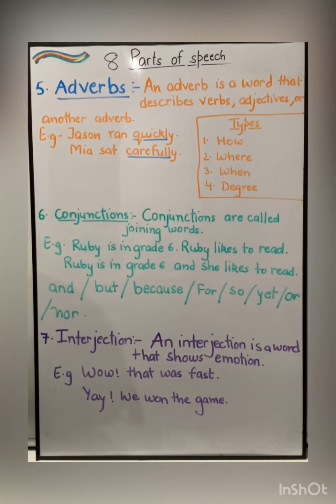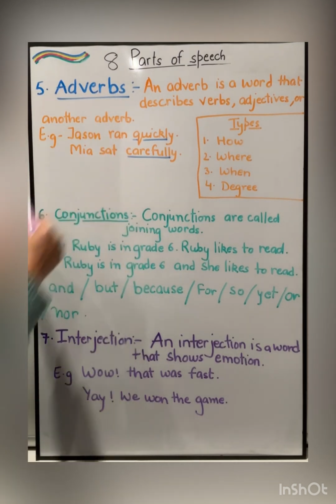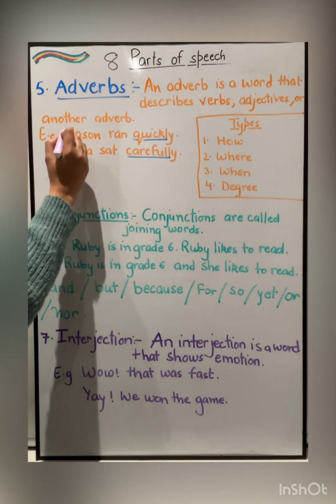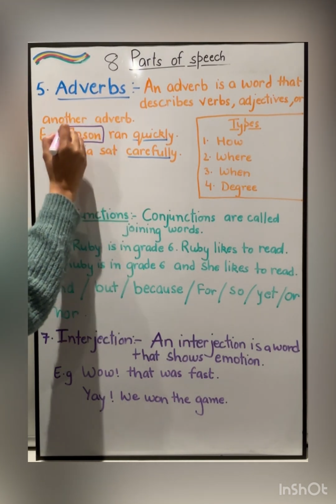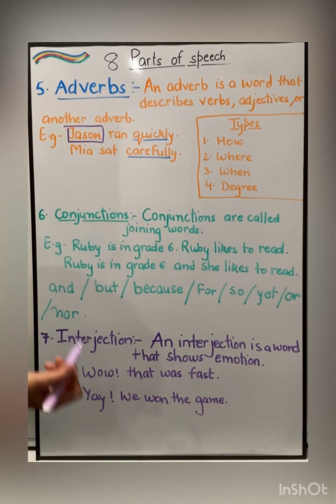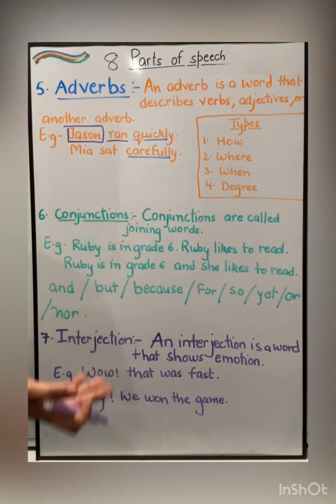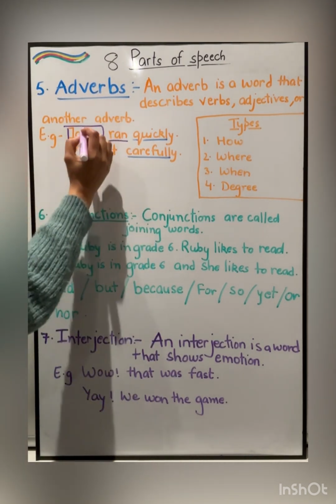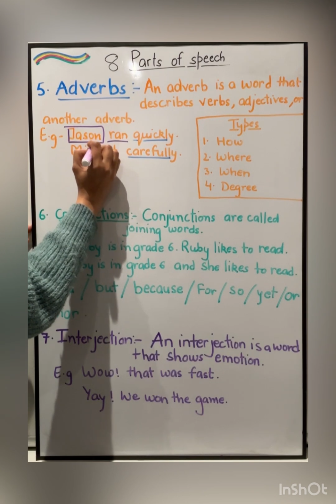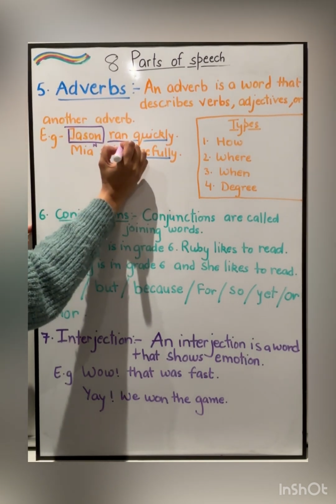These words are going to tell you how the action has been done. So, for example, if someone ran, in this one, Jason is a noun. We are naming a person. He ran, action, verb. I'm going to write it underneath. Jason is a noun, ran is a verb.